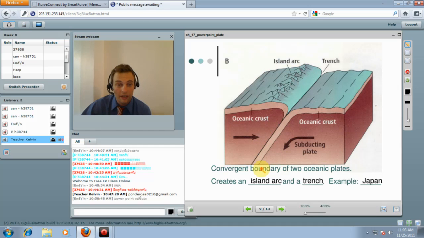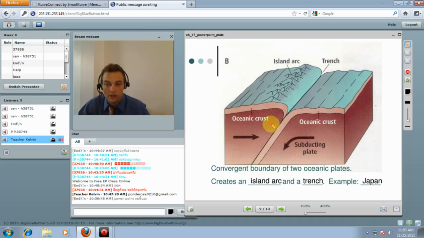And an example of that is the country of Japan. That's how Japan was formed, by this action: one plate going under another plate and creating this gigantic island called Japan. So this is pretty fascinating stuff, and we can go into as much detail.